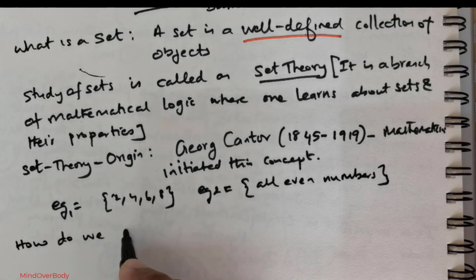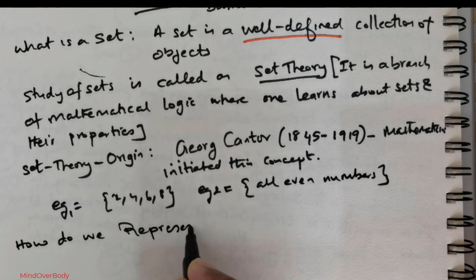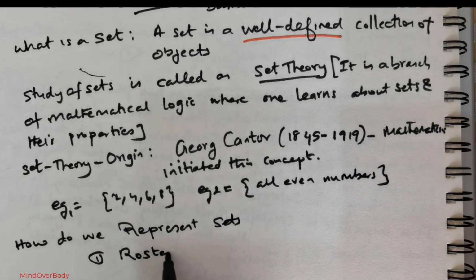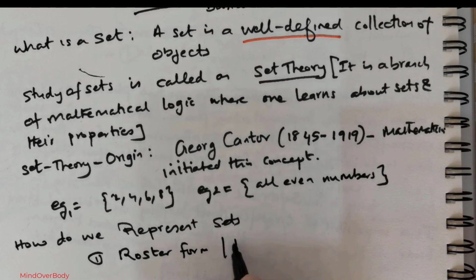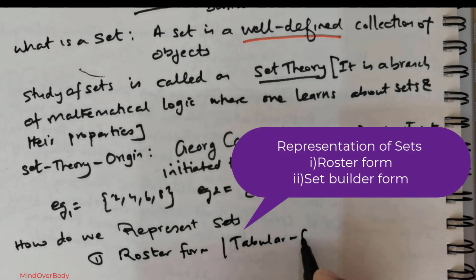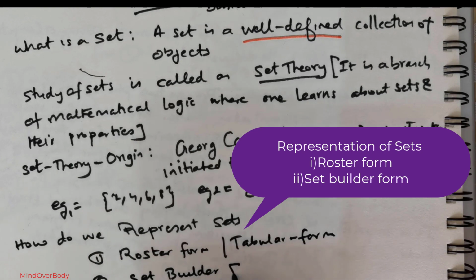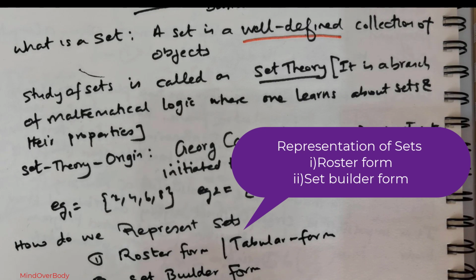How do we represent sets? Now, there are popularly two main ways in which sets are represented. So one is called the roster form. This is also called the tabular form. And the other one is called the set builder form. In abstract algebra, you will be using set builder form. So have that in mind. This is a very powerful form which is actually used.